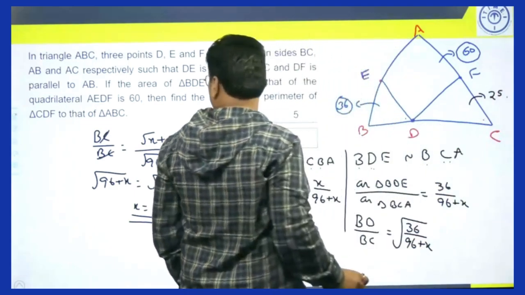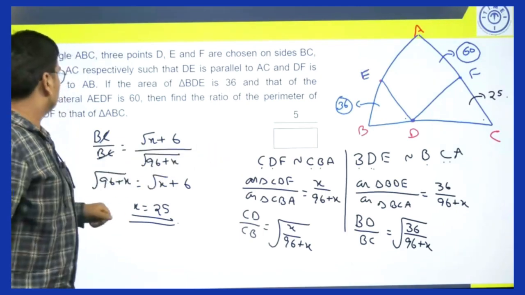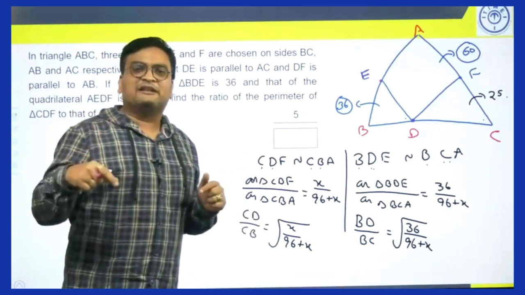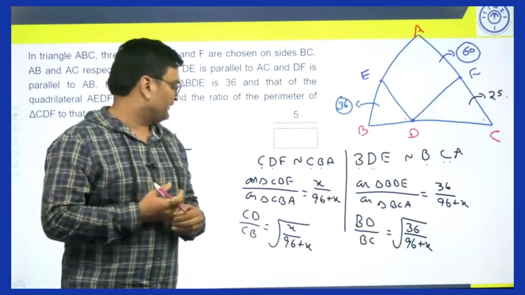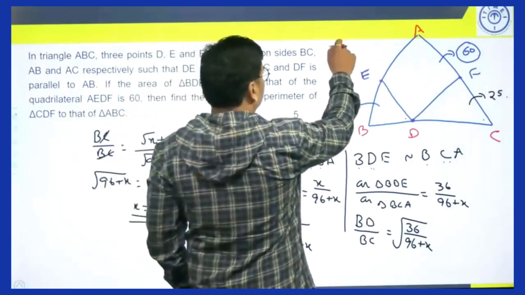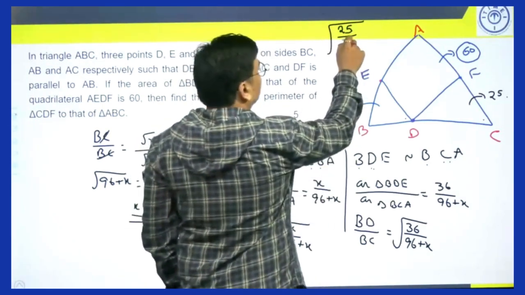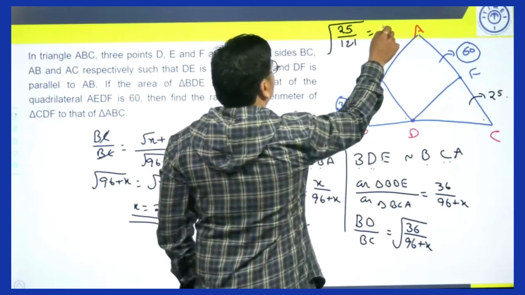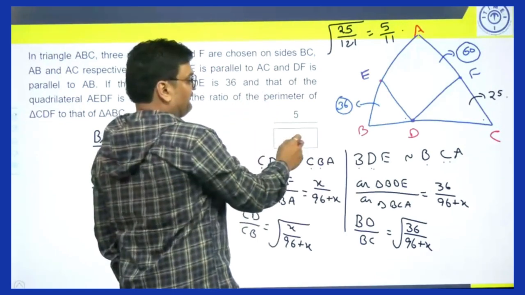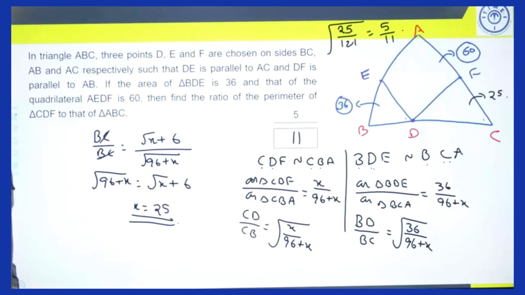So the moment this is 25 square units, what is he asking us? What's the ratio of the perimeter of triangle CDF to that of ABC? I just now said, in case of similar triangles, the ratio of sides is also equal to the ratio of perimeters. So what was the ratio of sides? It was this. Thus can I say the ratio of perimeters will also be this, which is root of x, 25, by 96 plus 25, which is 121. So this is nothing but 5 upon 11. So the answer should be 5 upon 11. I already have a 5 there, so in the denominator we will simply place an 11. That should be the answer.